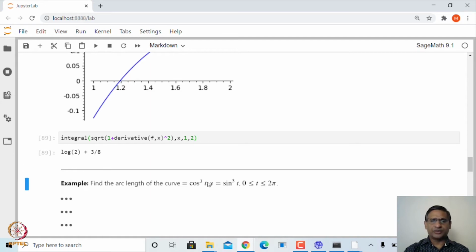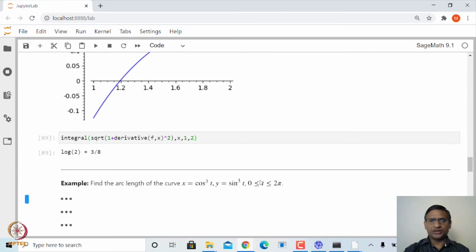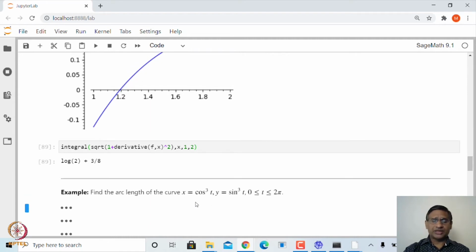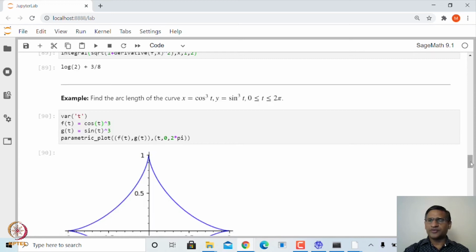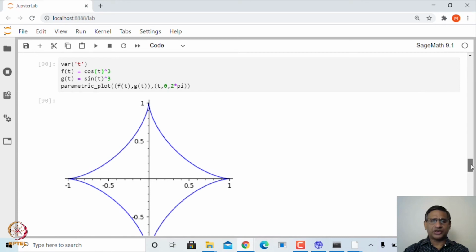Similarly, if you have a curve defined by x equal to cos cube t and y equal to sin cube t, then x and y satisfy a relation. If you look at x to the power 2 by 3 plus y to the power 2 by 3, you will get cos square t plus sin square t, which is 1. So that's the implicit relation. If you plot the graph of this using parametric plot, this is how it looks. This is a very famous curve, I think it is known as the astroid.